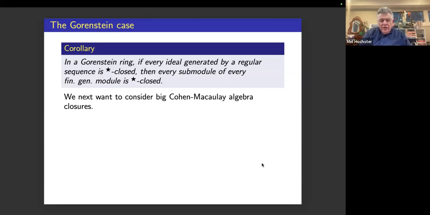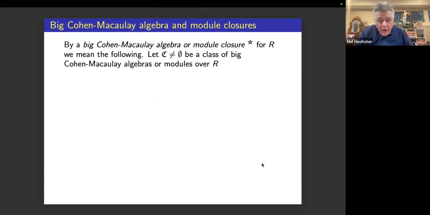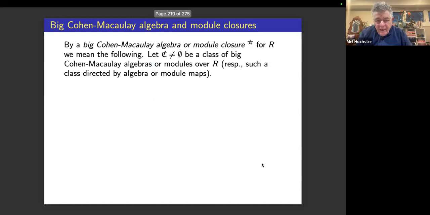So I next want to just talk briefly about big Cohen-Macaulay algebra closures. By a big Cohen-Macaulay algebra or module closure, I mean the following. You have some class of big Cohen-Macaulay algebras. It might just be one, or big Cohen-Macaulay modules over R. Or you might assume instead also that the class is directed in the sense that given any two algebras in it, they both map to another algebra in it, or the same in the case of modules. So a mild directedness condition.